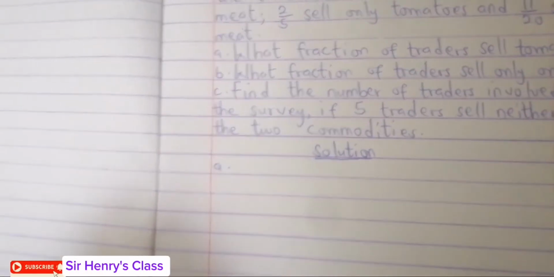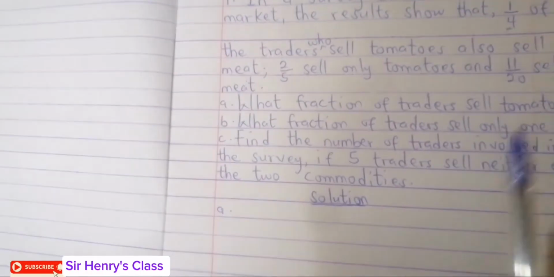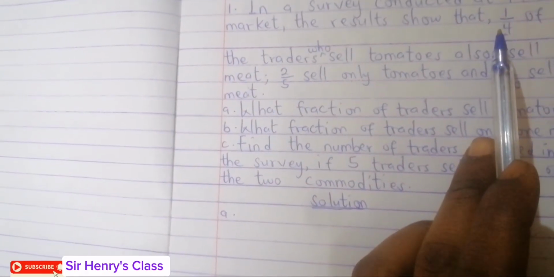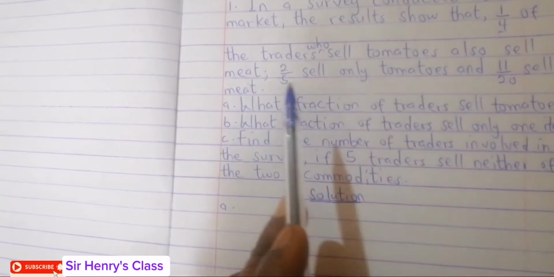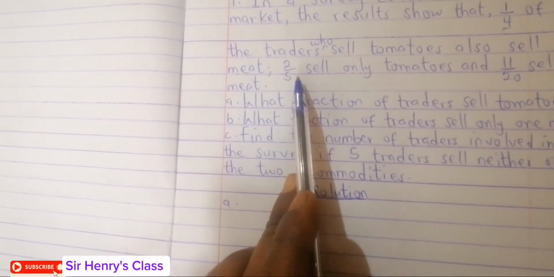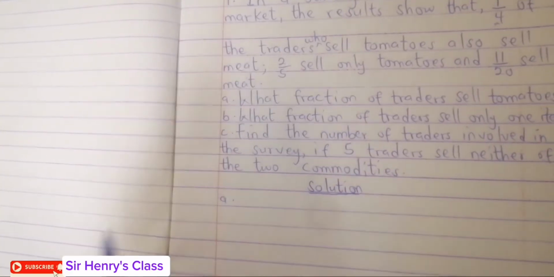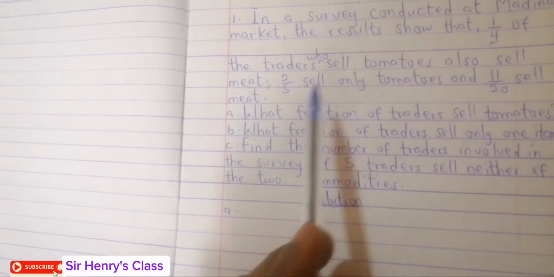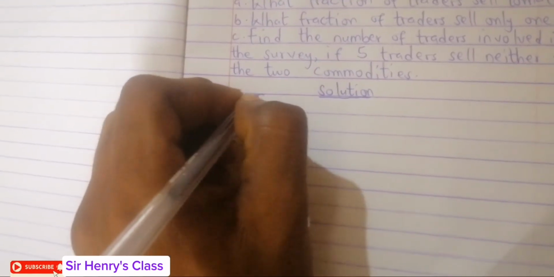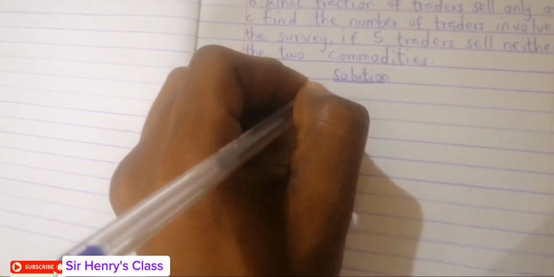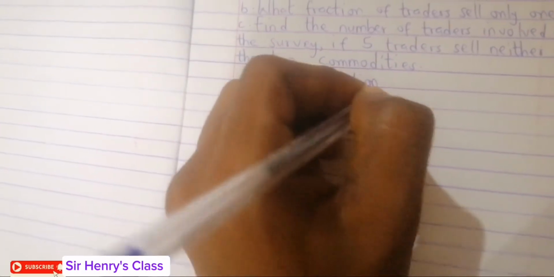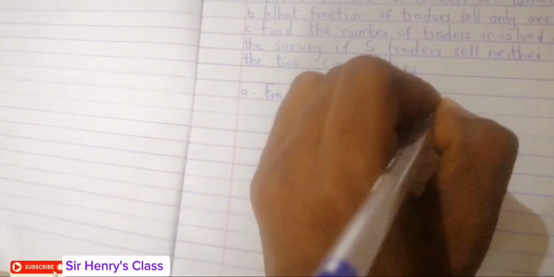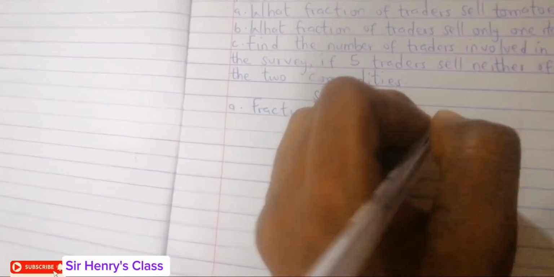Now, as it was stated, those who sell tomatoes and sell meat are 1/4. So this 1/4 is a combination of meat and tomatoes. And it was also stated that 2/5 sell only tomatoes. So if you want to find the fraction of traders who sell tomatoes, it is those who sell both meat and tomatoes and those who sell only tomatoes. So the fraction of tomatoes will be 1/4 for both and then 2/5 for only tomatoes.